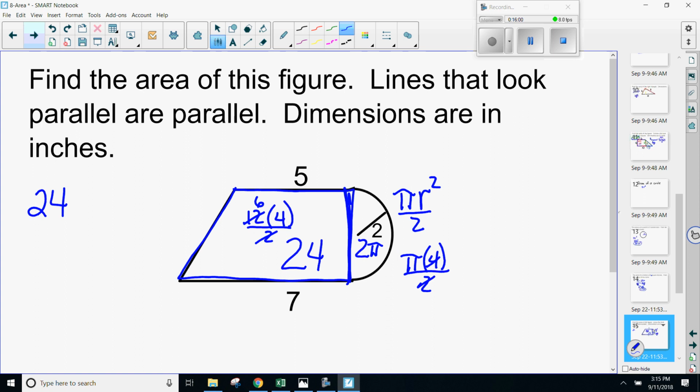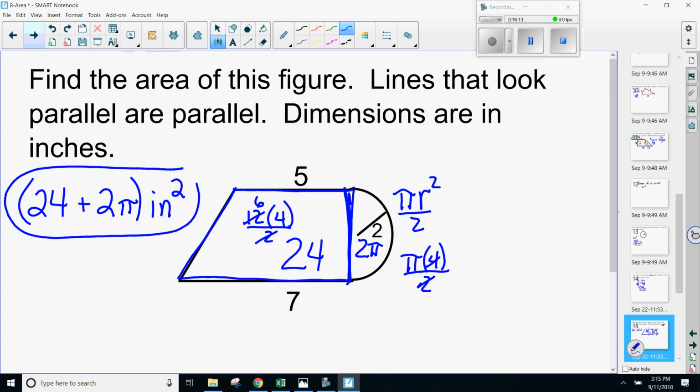Polygon piece to non-polygon piece. Can I group those together and say it's 26 pi? No, please don't do that. Units, square inches. Can you give me an idea of about how much it is? 30.28. That's what it's going to be exactly. This right here is 3 times 2, 6. Add, you get 30, but 3.14 times 2 is 6.28. So it's 30.28. But you have an idea.